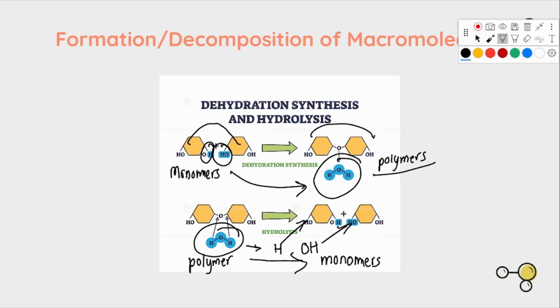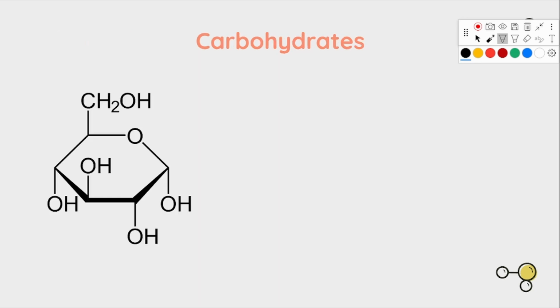Now that we know how macromolecules are formed and decomposed, we can go a little bit more in depth into what the macromolecules actually are. The first macromolecule that we'll be covering is a carbohydrate. Carbohydrates are sugars and polymers of sugars which have the function of storage and structure.